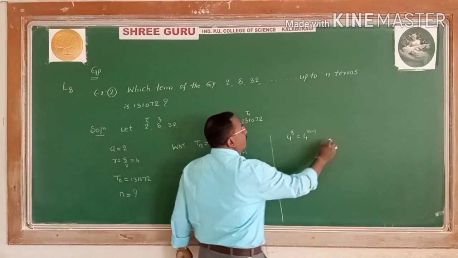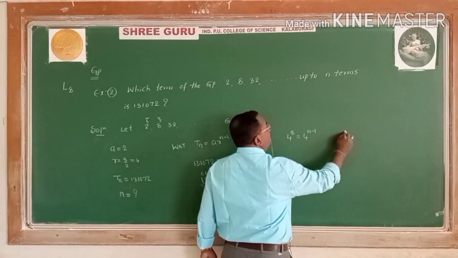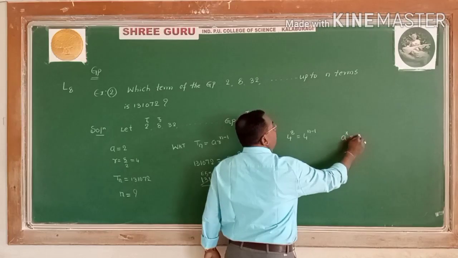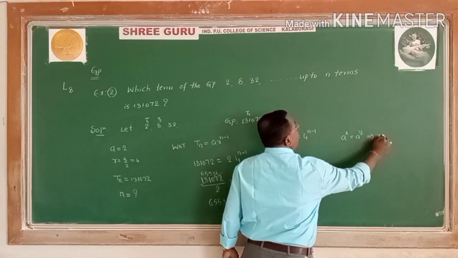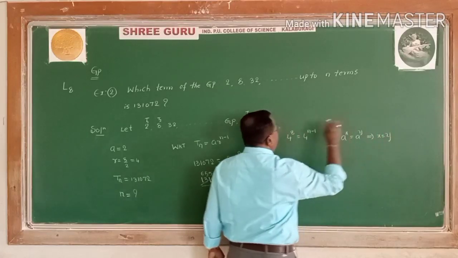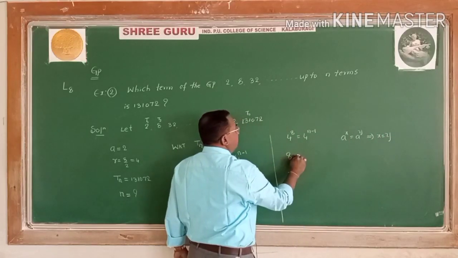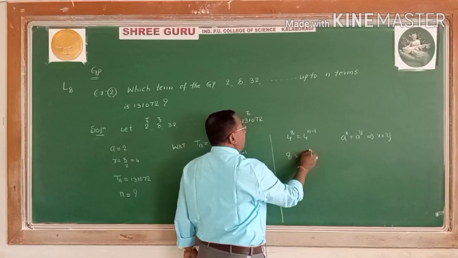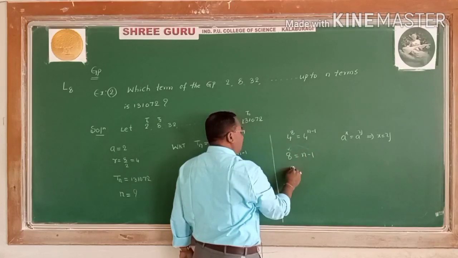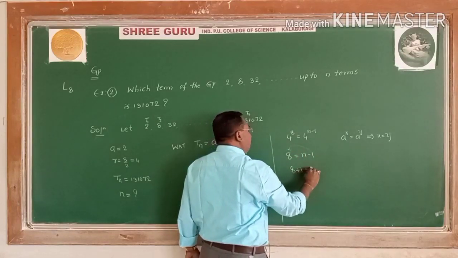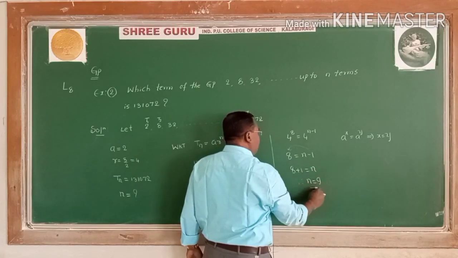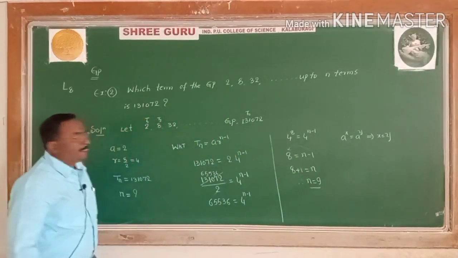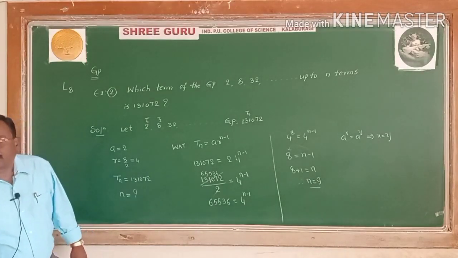Here, by the law of indices, a to the power x is equal to a to the power y, which implies x is equal to y. By the law of indices, 8 is equal to n minus 1. Minus 1 take left, 8 plus 1 is equal to n. Therefore n is equal to 9. That is the answer.